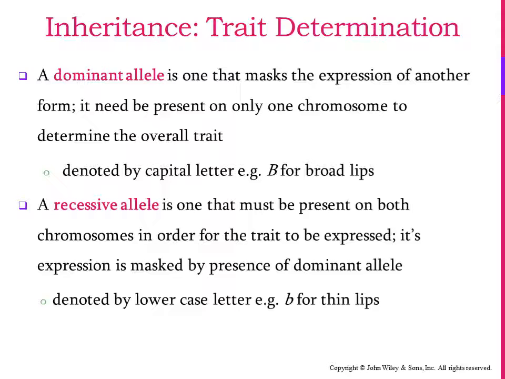The form of the trait that is masked by the presence of the dominant, or the form of the trait that has to be present on both copies of the gene in order to be expressed, is said to be the recessive allele. So if it is present on both copies, that form of the trait will be expressed. But if it is present on one and the dominant form is present on the other, its expression will not be visible. The dominant form of the trait will be visible.